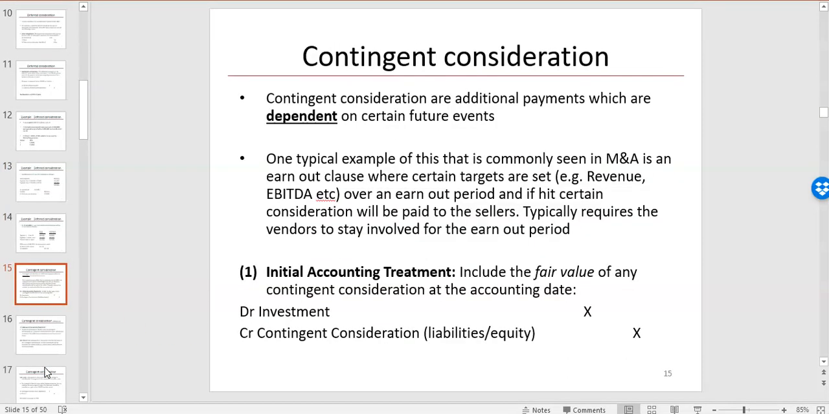The other last one we want to look at this part of the recording is contingent consideration. So contingent consideration is going to be in the future, but it's not certain. So unlike deferred consideration where you know it's in the future, but you just have to account for the present value, there's no risk involved. In this one, it's contingent on something happening. Now, this is quite common in M&A, which is called an earn-out clause.